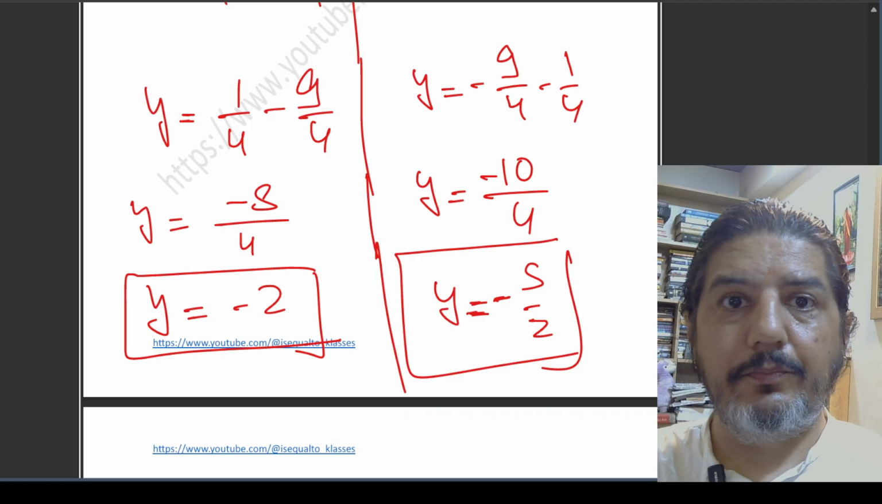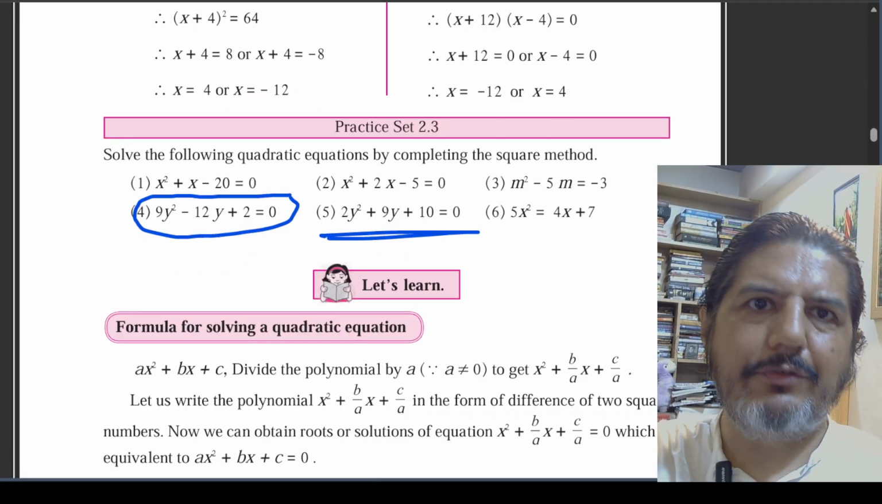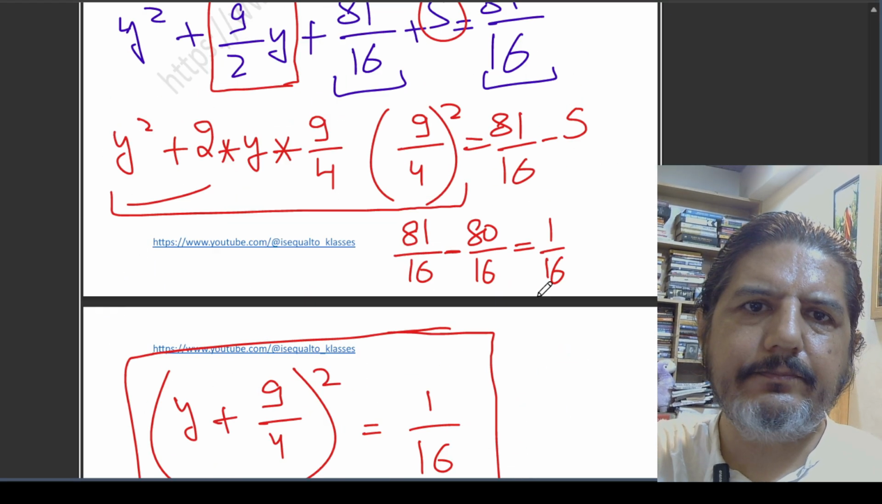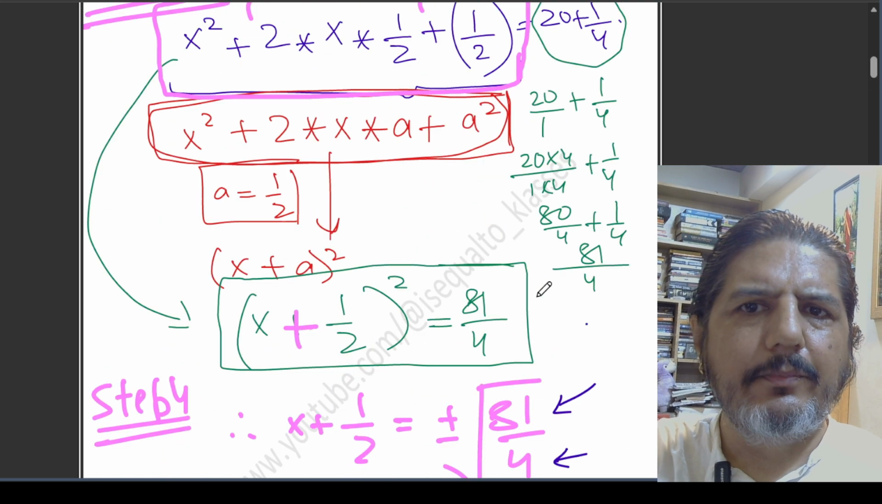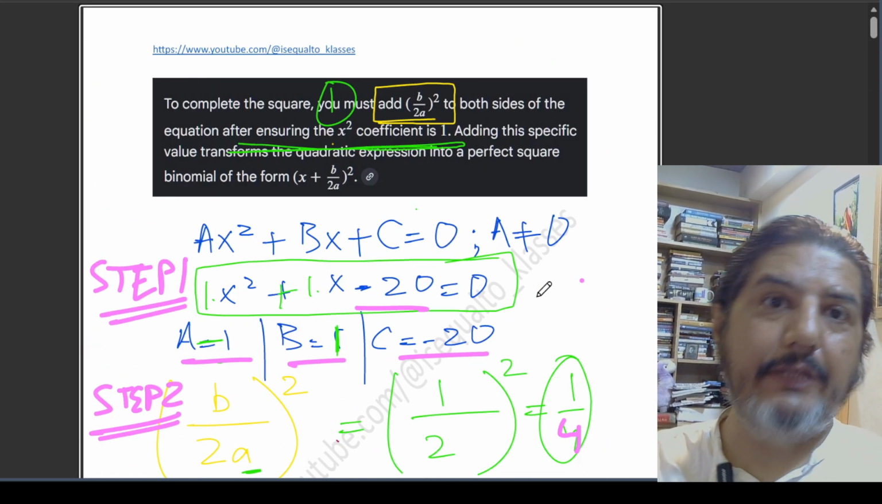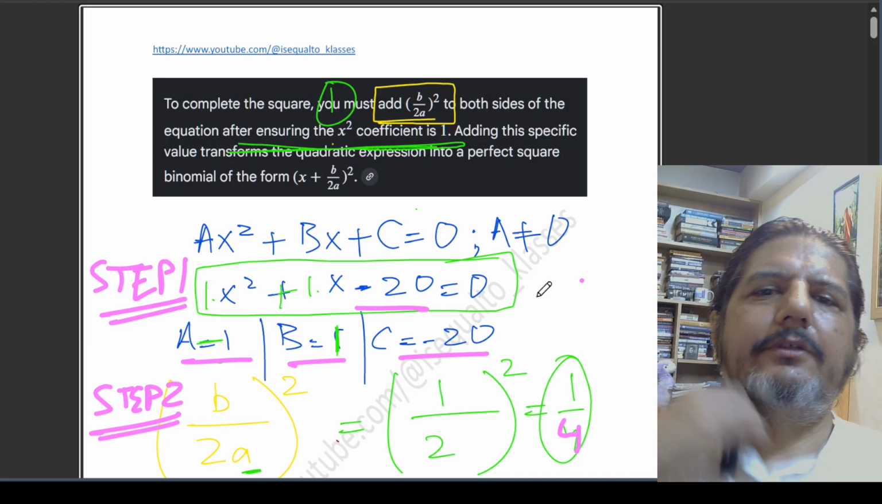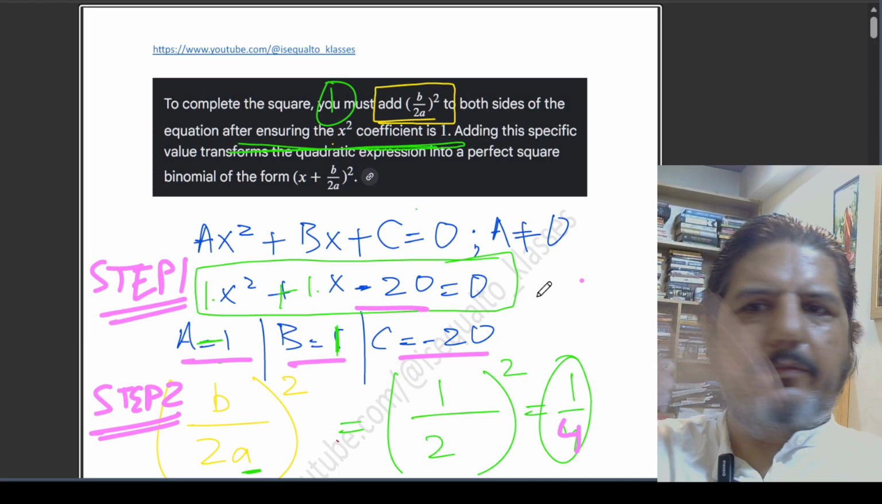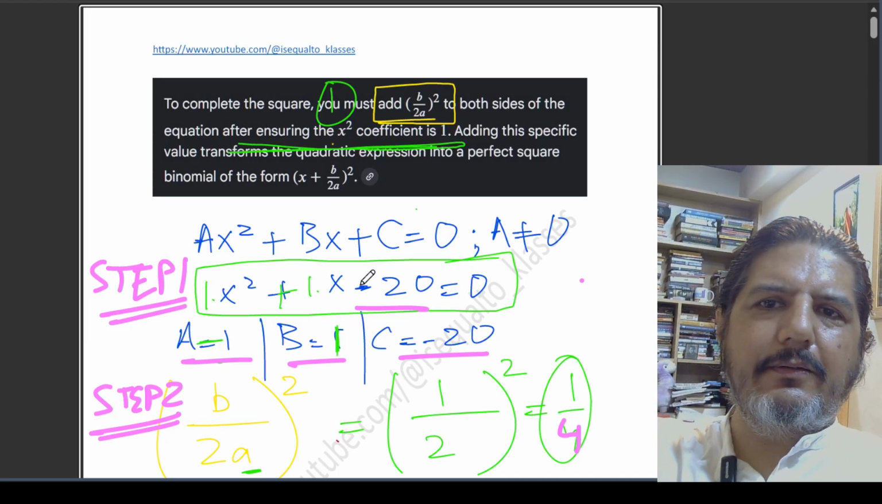So now I hope you will be able to do the rest of the questions, and I've tried to make this as easy as possible. So we solved 3 examples in this lecture. Finally, I'll just take you through the steps again.